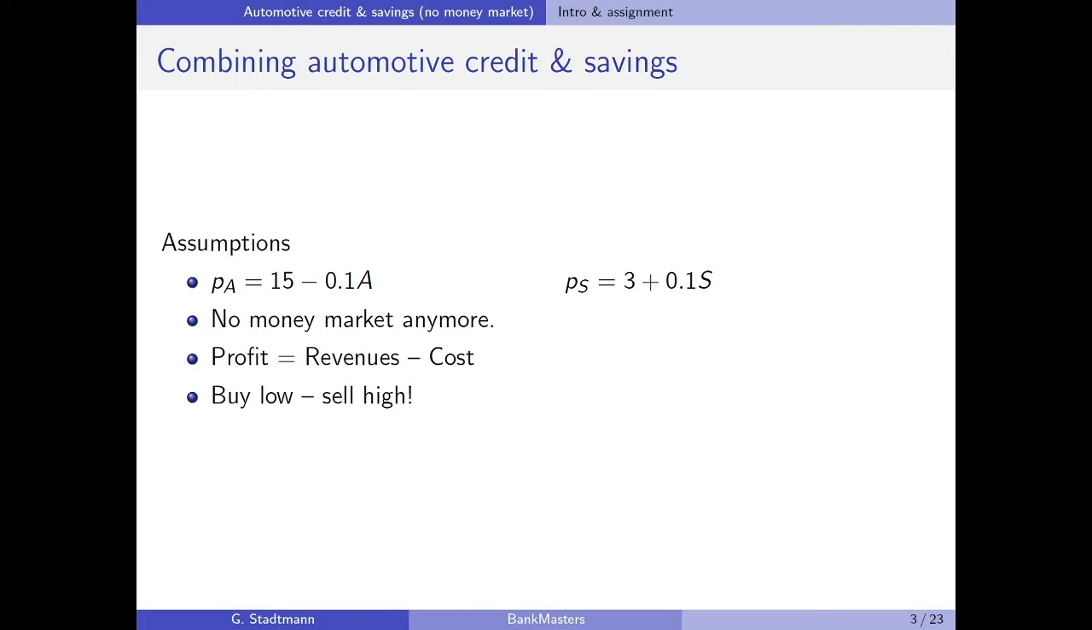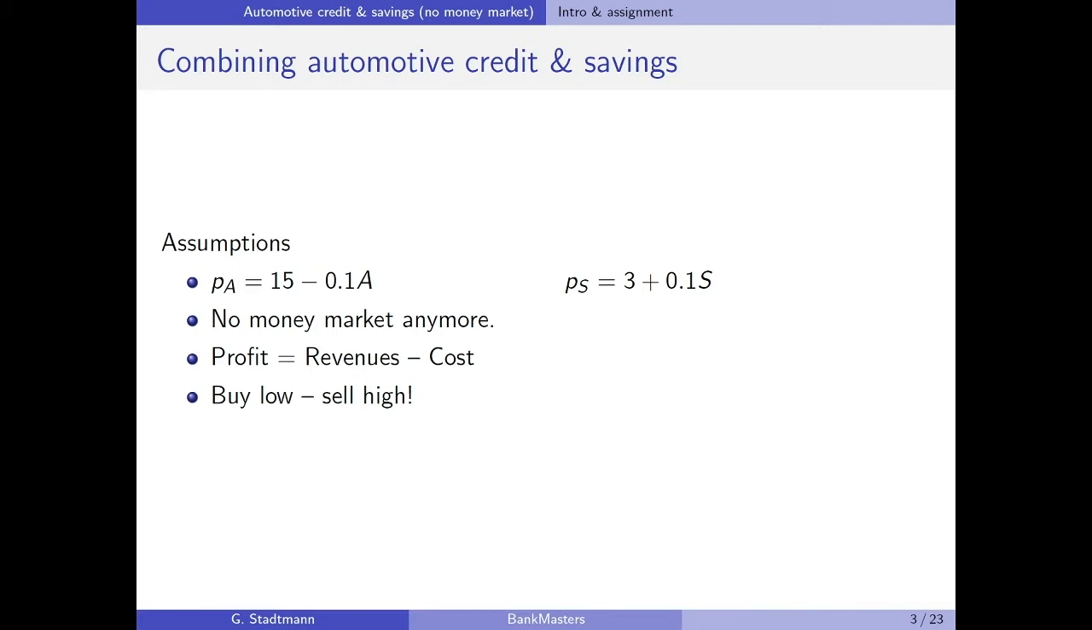Whereas in the second one, PS, the savings are incurred by the bank. That's why it is upward sloping, and these two curves will also be presented graphically, and we are going to show them. The other assumption was that there will be no money market.